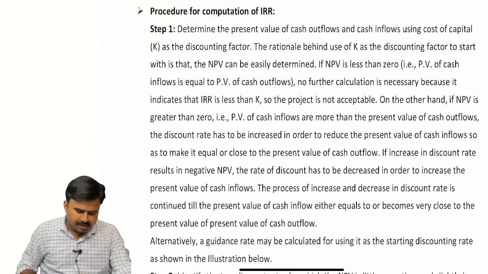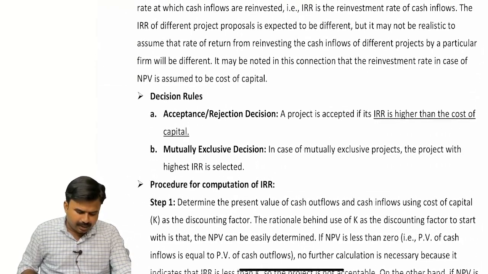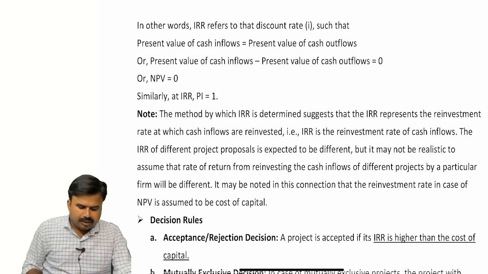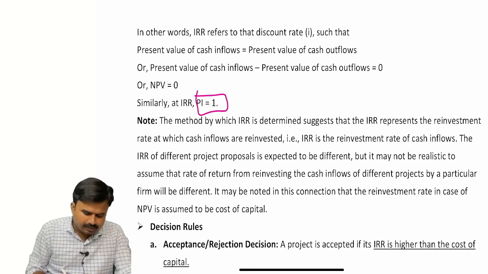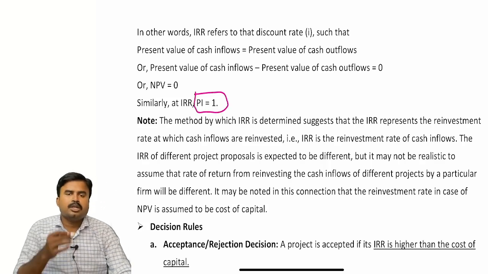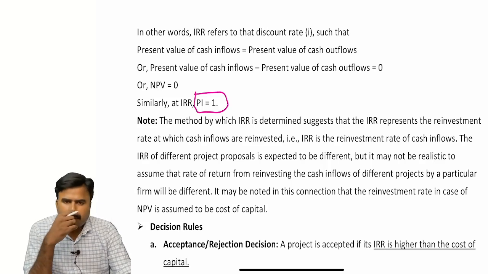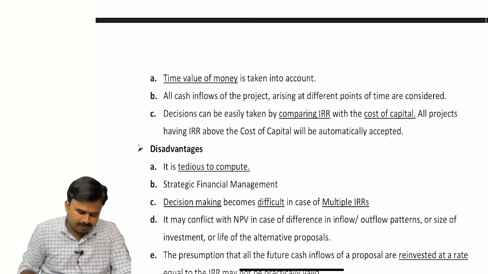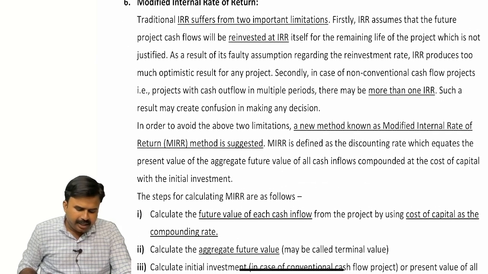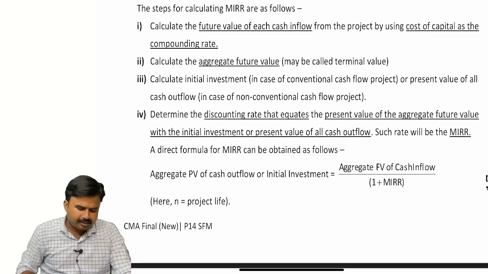Before going for this, I need to tell you one important point in IRR. At the IRR discount rate, profitability index is equal to 1. Why? Because at the IRR rate, present value of cash inflows is exactly equal to present value of cash outflows. So the numerator and denominator in profitability index are the same, so you'll get a profitability index of one. Okay. Here is the process to calculate modified IRR.